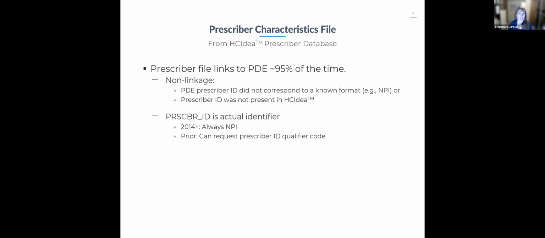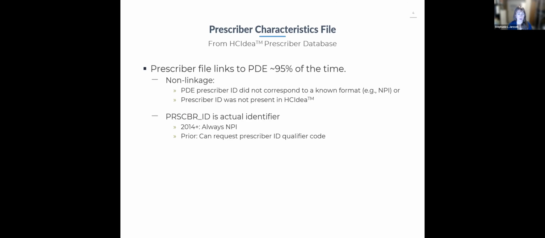The prescriber file links to the PDE about 95% of the time, so it's pretty good. If it doesn't link, that's usually because however the prescriber ID was reported on the PDE didn't correspond to any known format. It wasn't NPI or, in the previous years, DEA or other identifiers, or the prescriber ID for whatever reason was not present in the HIC-IDEA database. But for those 5%, it's not a ton.